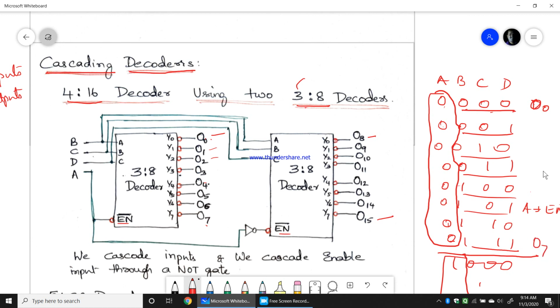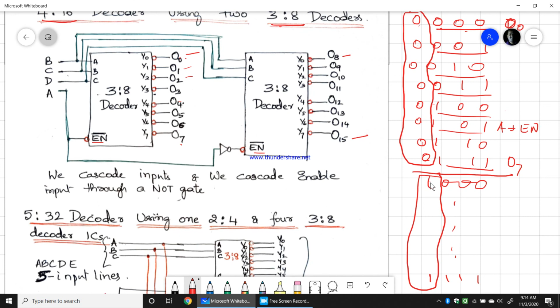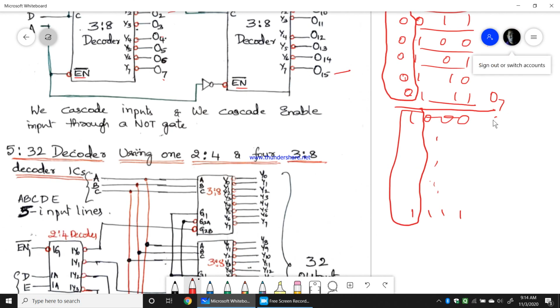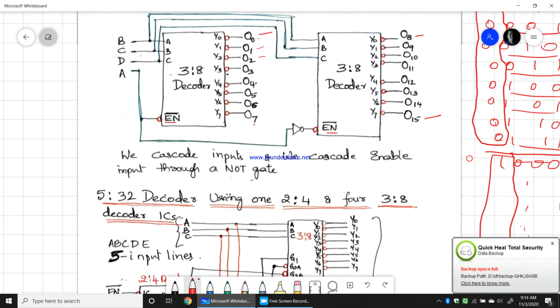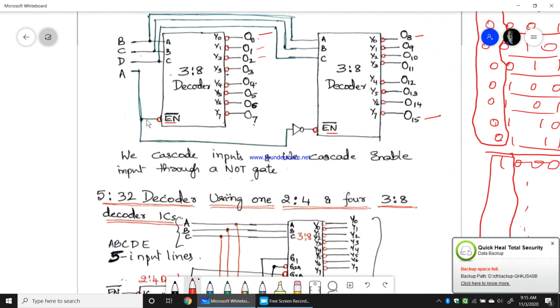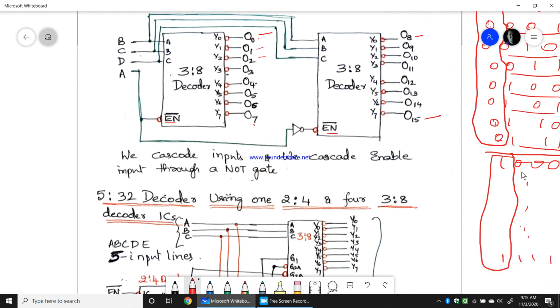Now coming to the next 8 conditions, A will remain as 1, where it should select O8 to O15. That is only possible when A is 1. So 1 is given directly to this, so this gets deactivated, where that 1 is given through the NOT gate, which becomes 0 here, therefore this gets enabled. Once that is enabled, based on 0 0 0 till 1 1 1, it selects O8 to O15. So this is how you can cascade and make 3:8 decoders work as a 4:16.